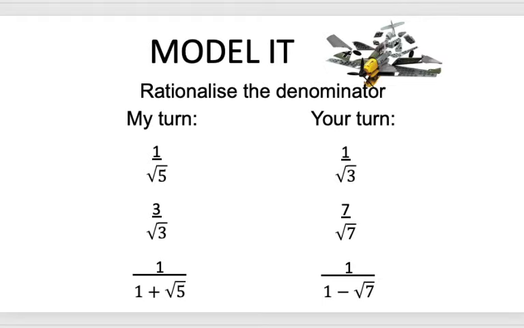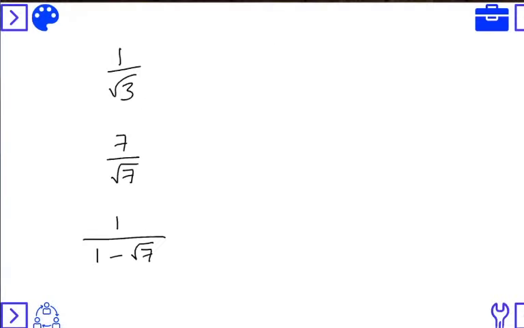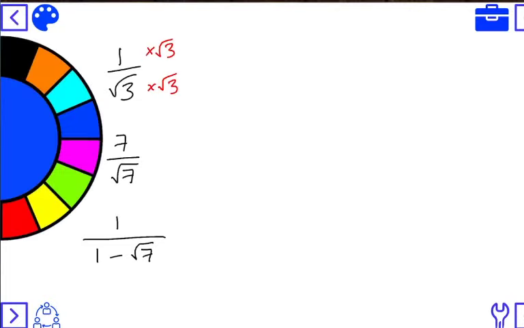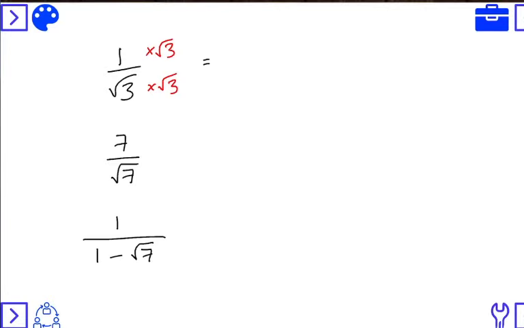Okay, so let's go through the answers. With the top one, I want to make sure that whatever I do to the top, I do to the bottom, and in order to rationalise the denominator at the bottom, I need to multiply it by root 3. So timesing both top and bottom by root 3, I will then get the answer of root 3 over 3.